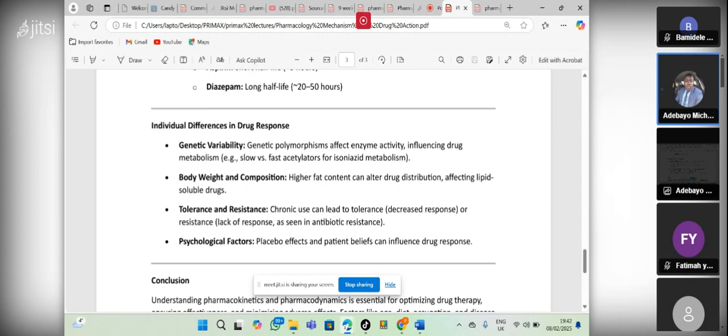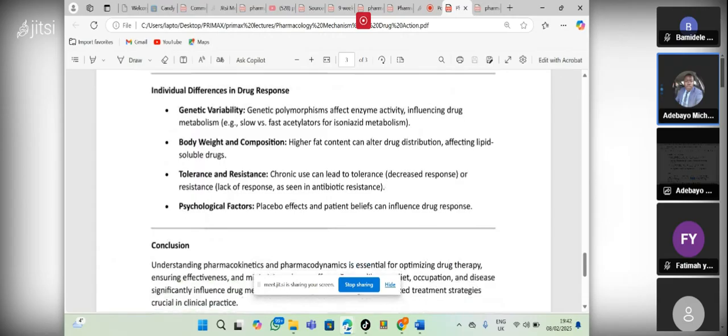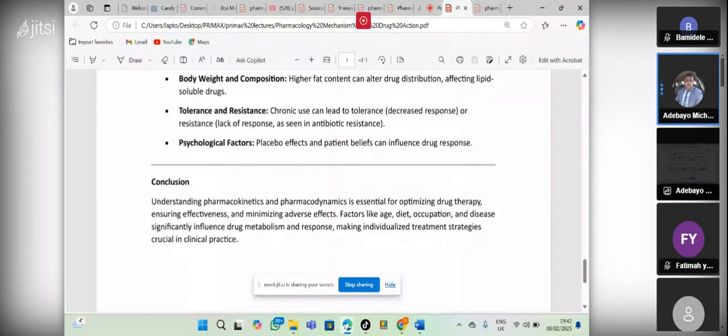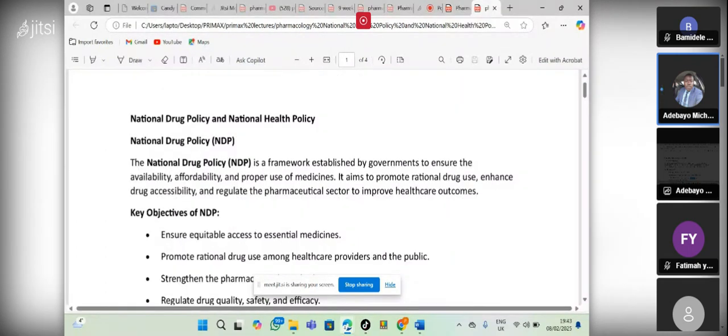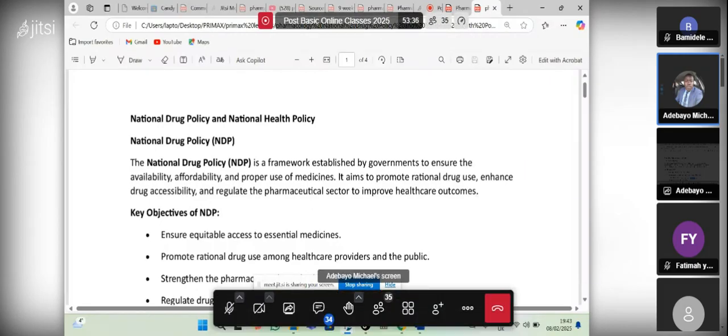They need more dose. Then psychological factors as well. Placebo effect and patient belief can influence drug response. Of course, it first starts psychologically. Some people, when you just give them water for injection, they believe that, oh yeah, it's working. So those are the psychological factors that can affect drug response as well. So that brings us to the conclusion of mechanism of action. And quickly we are going to be moving to national drug policy so that we can finish off.